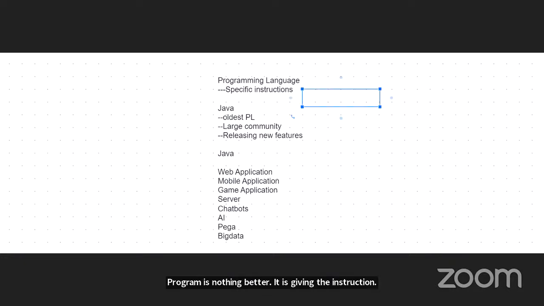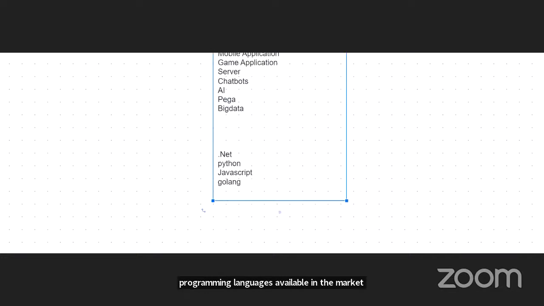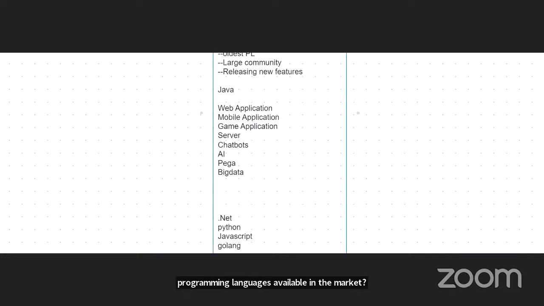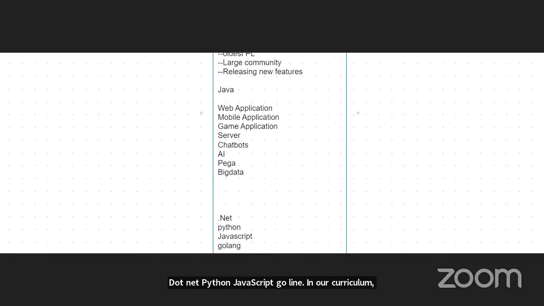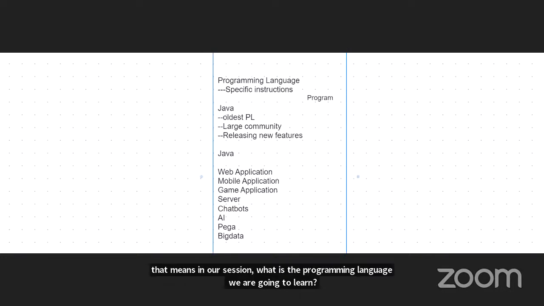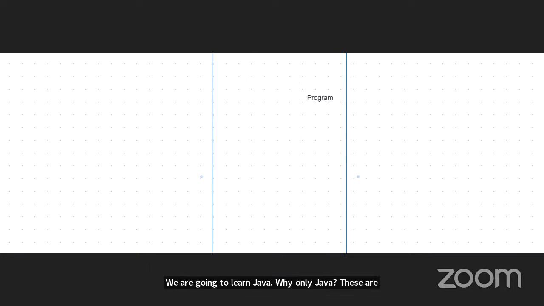So what are the programming languages available in the market? .NET, Python, JavaScript, Golang. And in our curriculum, that means in our session, what is the programming language we are going to learn? We are going to learn Java. Why only Java? These are the reasons.